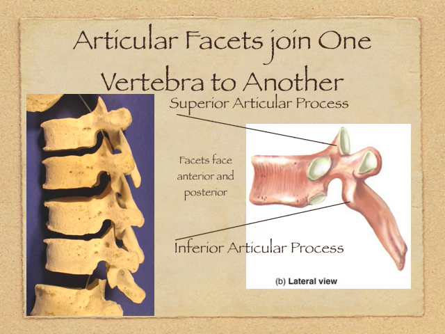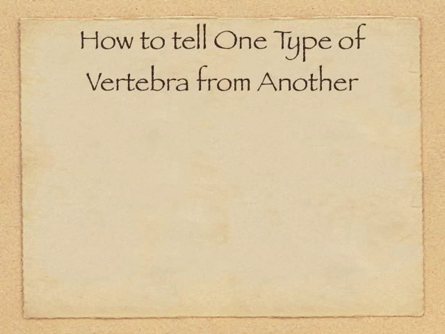The facets here face anteriorly and posteriorly in the thoracic vertebra, and that makes them one very distinct structure that you can look for that will tell you whether you're looking at a thoracic vertebra or a lumbar vertebra. In fact, that's the question now. How do you tell one type from another? And you will need to do this.